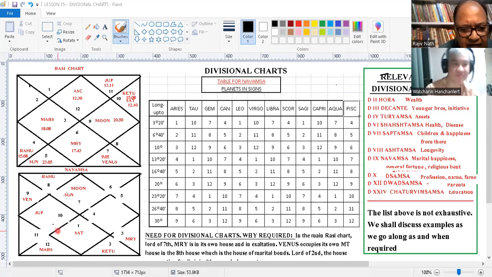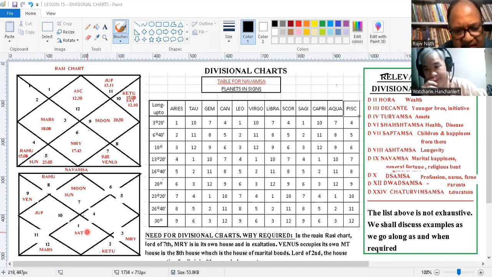After 7, the second house of the Navamsa will be Scorpio. The Navamsa Lagna is Libra. The second house will become Scorpio. Third house will become Sagittarius. Fourth house will become Capricorn. Fifth will become Aquarius. Sixth will become Pisces. Seventh will become Aries, then Taurus, Gemini, Cancer, Leo, and Virgo.